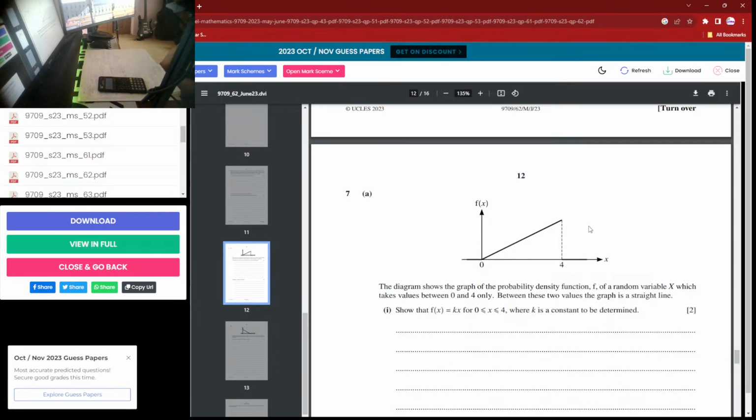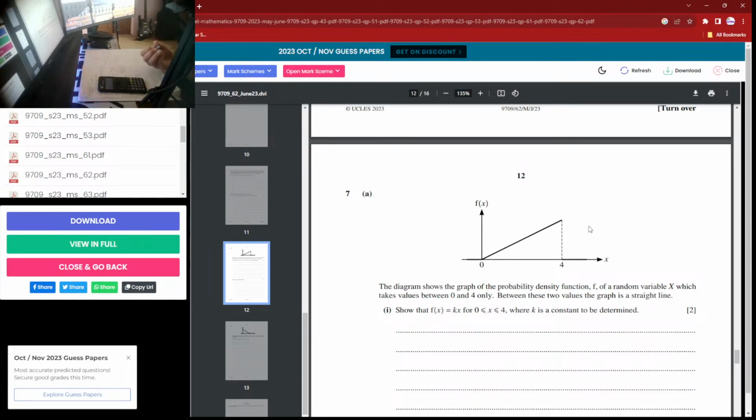The diagram shows the graph of the probability density function f of a random variable x, which takes the values 0 and 4 only. Between these two values, the graph is a straight line. Show that f(x) is equal to kx for 0 ≤ x ≤ 4, where k is a constant to be determined.